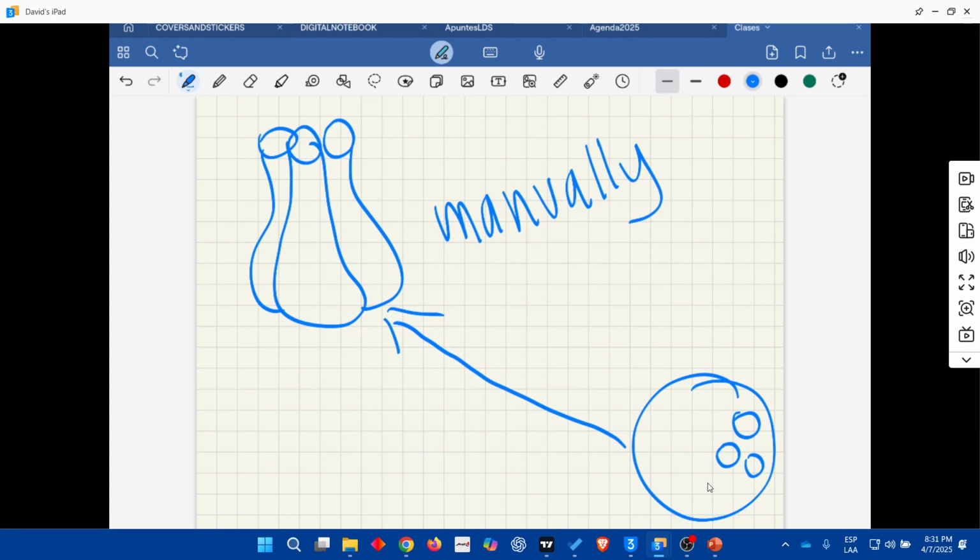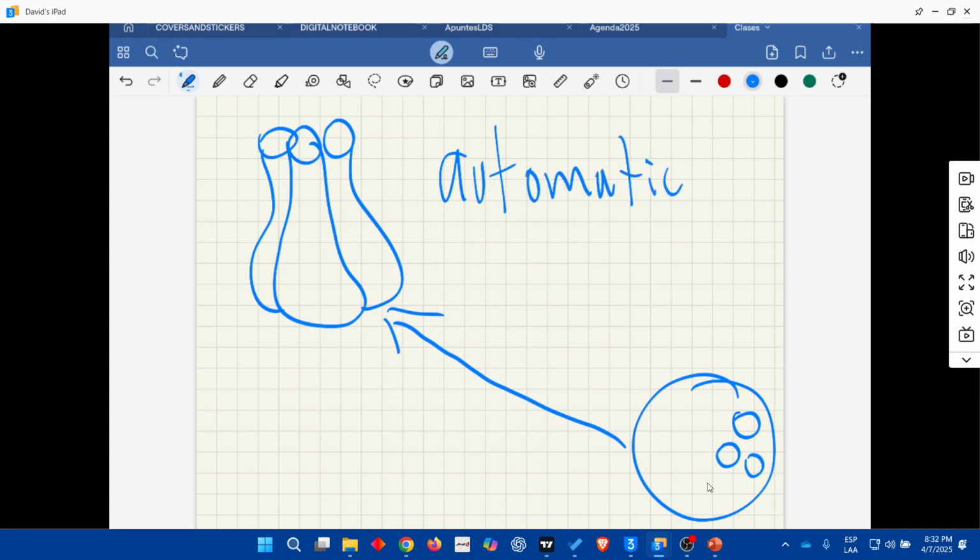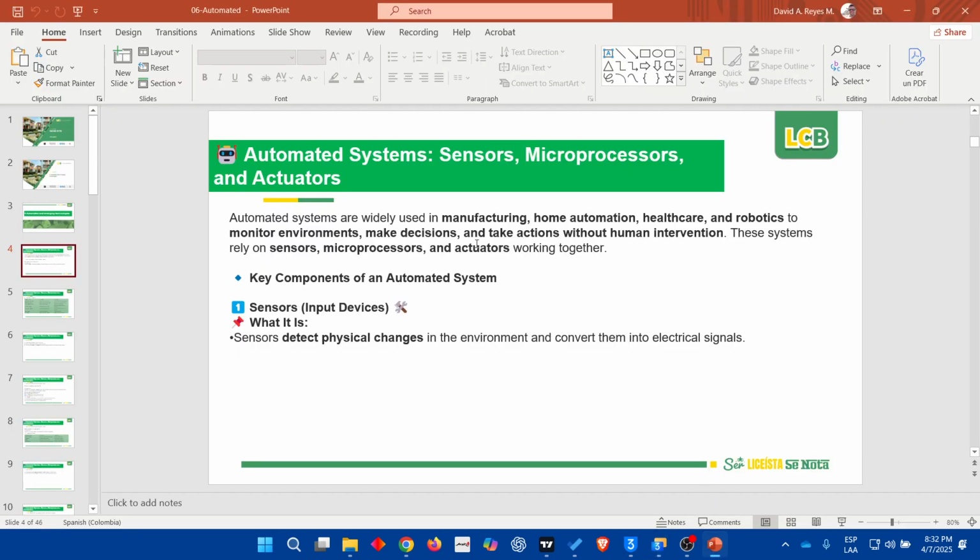Today, in bowling, they have a system that detects the pins that you put down, and in an automatic way, the system puts all the pins back again to continue playing. So that means that the system does something without human intervention. Okay, that is an automated system that uses sensors, microprocessors, and actuators.